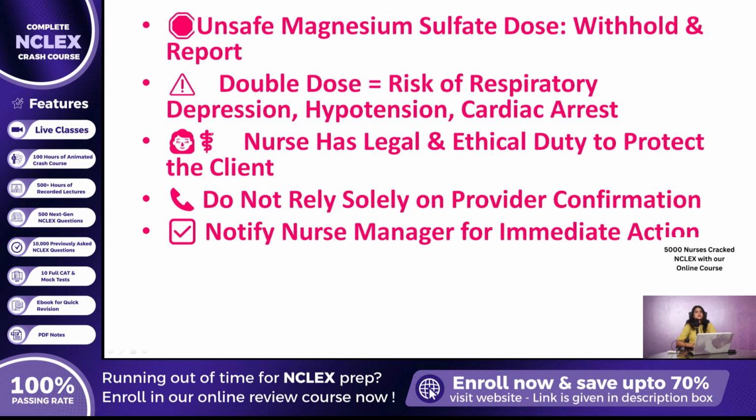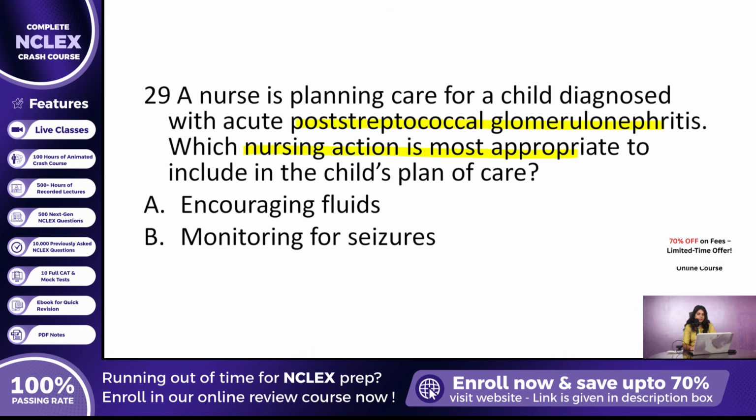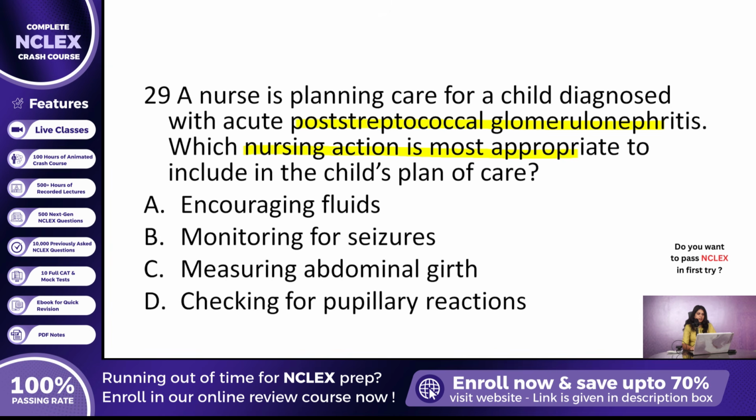Now arriving at question number 29, we focus on pediatric nursing care for a child diagnosed with acute post-streptococcal glomerulonephritis, also known as APSGN. The nurse is developing a plan of care, and the question asks, which nursing action is most appropriate to include? The options are option A, encouraging fluids, option B, monitoring for seizures, option C, measuring abdominal girth, and option D, checking for pupillary reactions. The best and most appropriate nursing intervention is option B, monitoring for seizures.